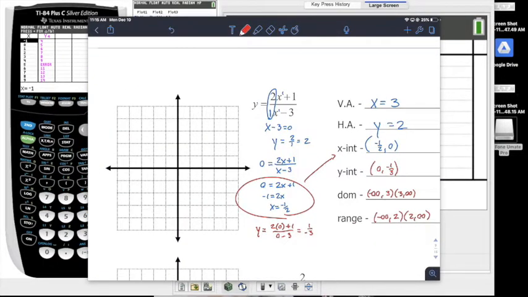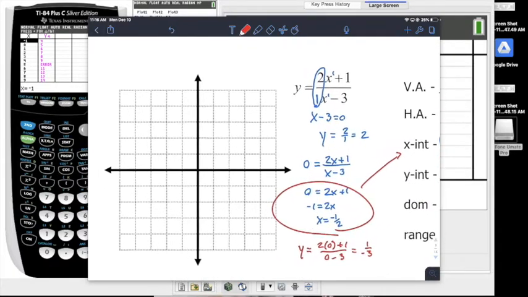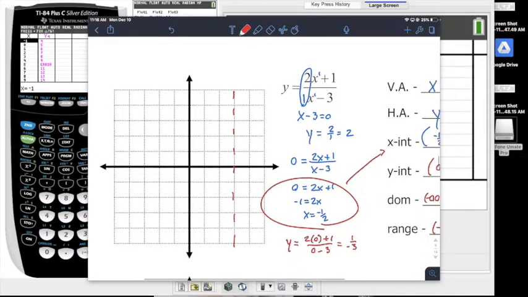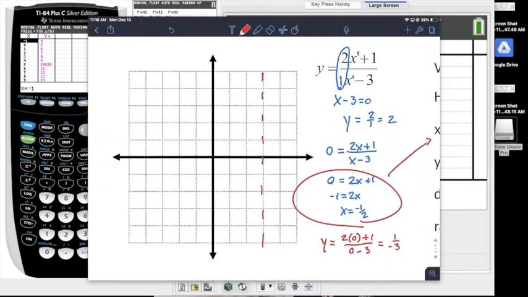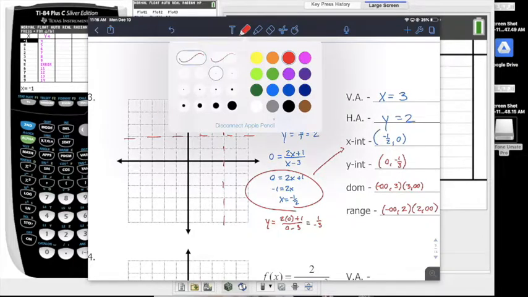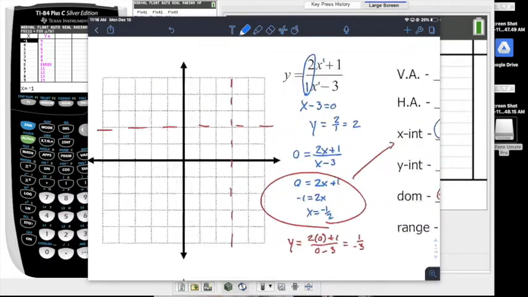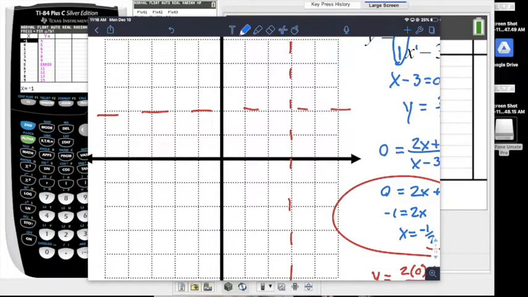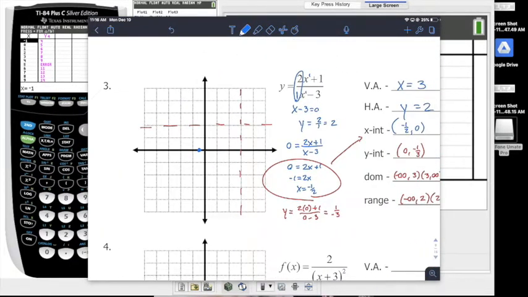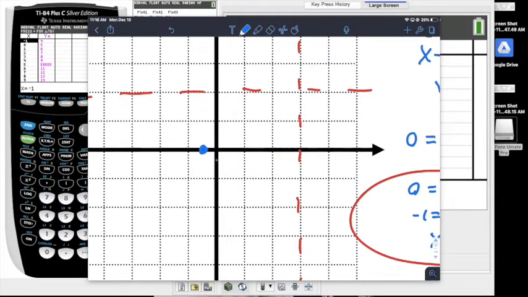And then we'll go and plot all that stuff there. Vertical asymptote was at 3. Go ahead and give me a dotted line at 3. Okay, horizontal asymptote's at 2. Okay, x-intercept was at negative half, 0. So that would be actually way over here. Y-intercept is going to be at 0, negative 1/3. So kind of like right there.